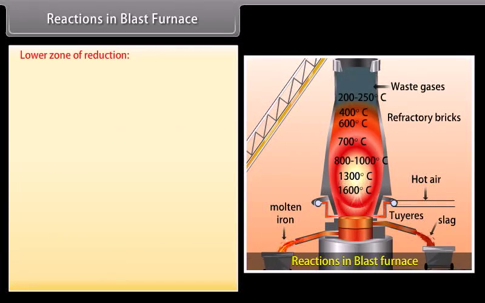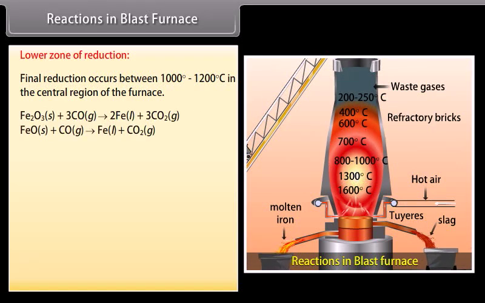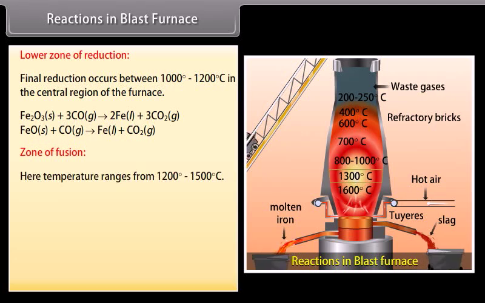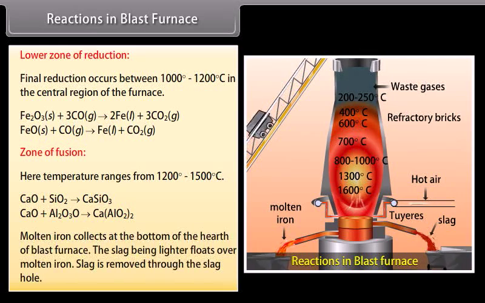Lower zone of reduction. Final reduction occurs between 1000 to 1200 degrees Celsius in the central region of the furnace. Carbon obtained by dissociation of carbon monoxide combines with iron, and impurities also get dissolved in molten iron. Zone of fusion. Here, temperature ranges from 1200 to 1500 degrees Celsius. Limestone decomposes into calcium oxide, which acts as a flux and combines with the impurities of SiO2 and Al2O3 and removes them as slag. Molten iron collects at the bottom of the hearth of the blast furnace. The slag, being lighter, floats over molten iron. Slag is removed through the slag hole.